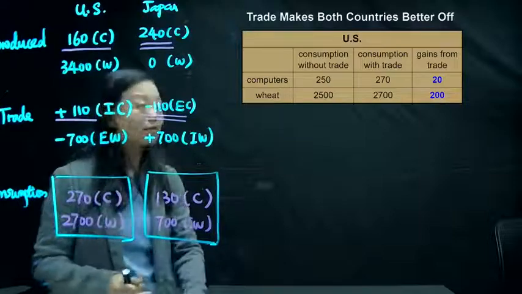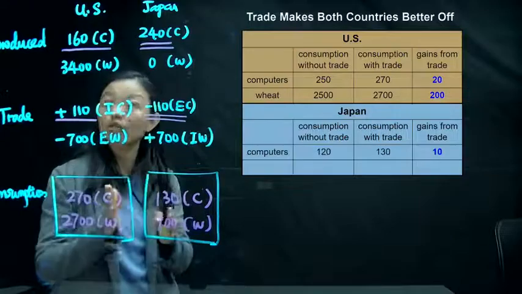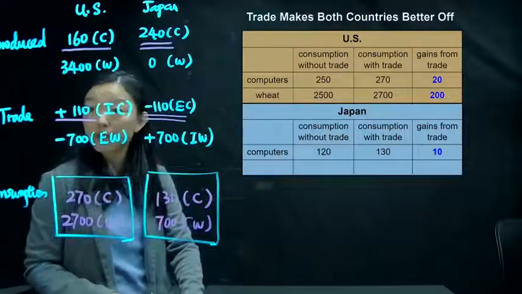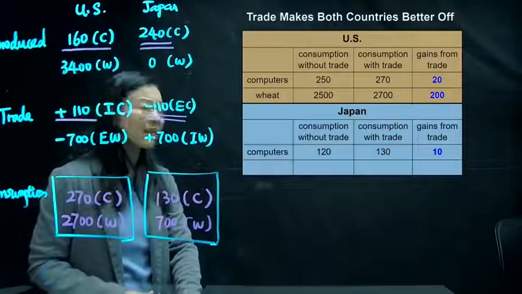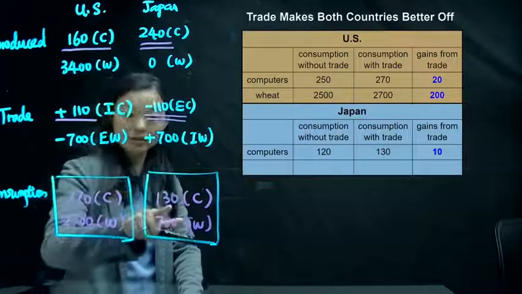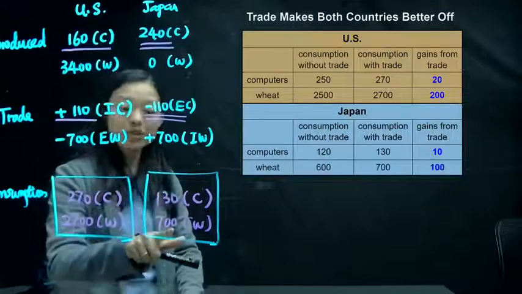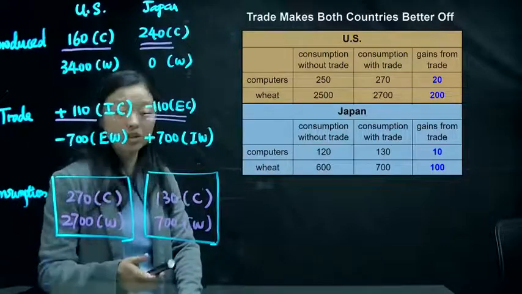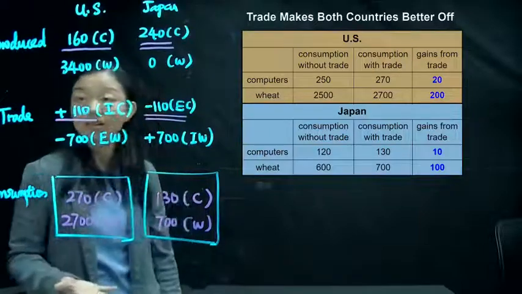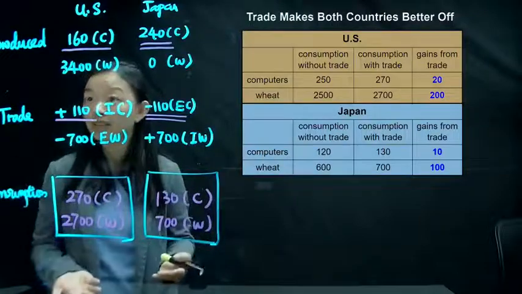wheat. For Japan also, originally, it divides the time equally to produce computers and wheat, and you will have 120 computers and 600 tons of the wheat. However, after trade, now Japan can consume 130 computers and 700 tons of the wheat, which means Japan also gains from trade, 10 computers and 100 tons of the wheat. So both these two countries gain from trade.